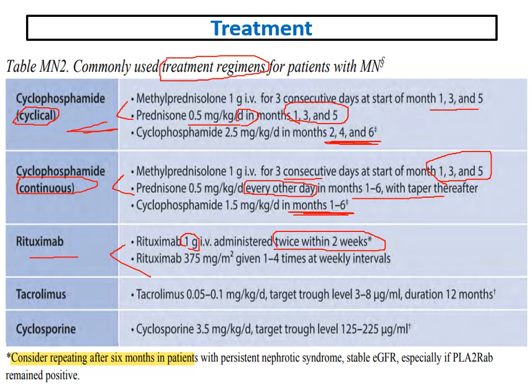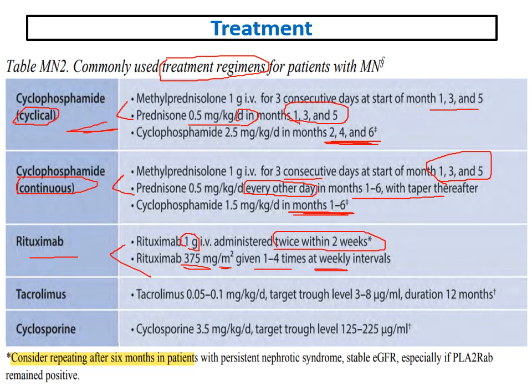Yeah, we can give 1 gram, and then after 2 weeks we give another 1 gram. Or we can give it in a dose of 375 mg per square meter weekly for 1 to 4 times. So, 1 gram 2 times, or 375 mg per square meter 1 to 4 times, at weekly intervals.